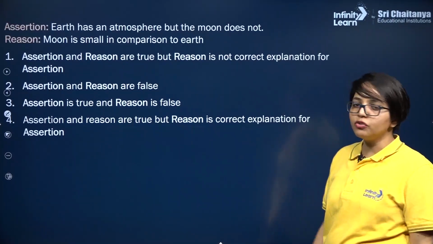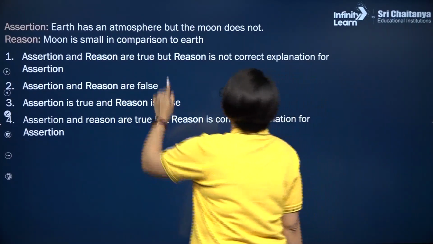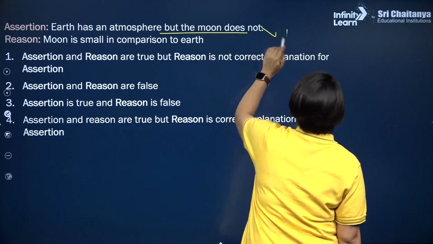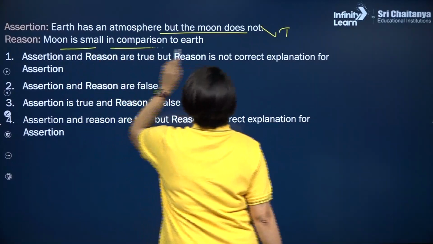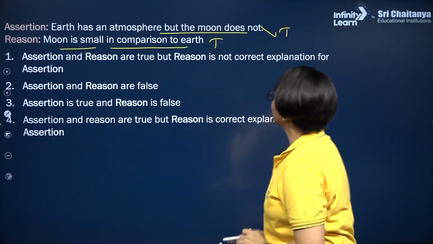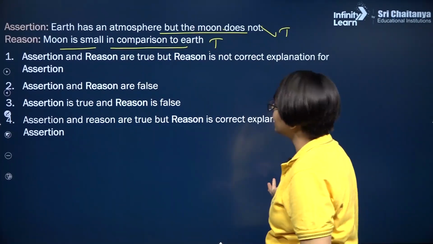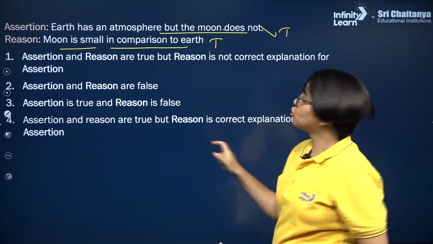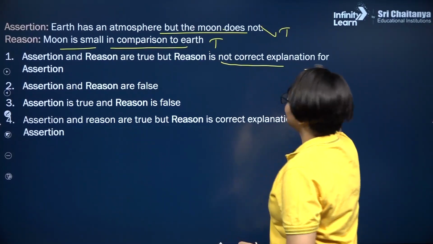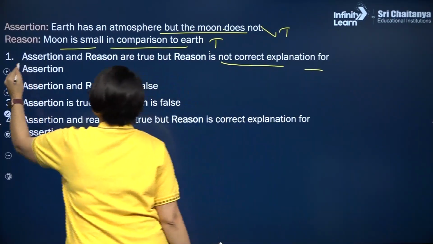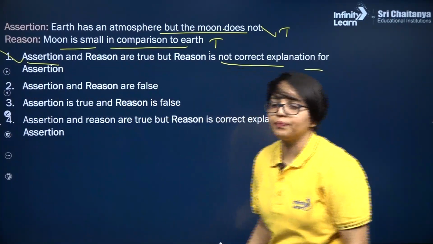Next is assertion reason. Earth has an atmosphere but the moon does not. It is true. Moon is small in comparison to Earth. That is also true, but it doesn't explain why the moon has no atmosphere, right. So assertion and reason are true, but the reason is not the correct explanation of the assertion. So the correct answer is option 1.